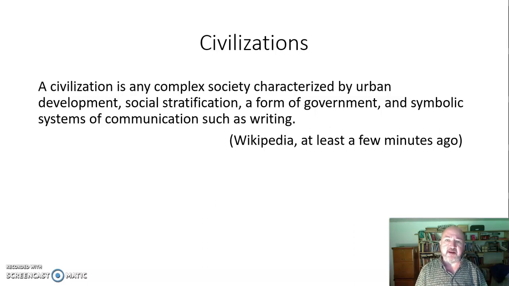So it's a complex society characterized by urban development. That means when people live in cities, or at least where the city is important to them, as an economic center, military center, judicial center, religious center, where the city is important to them. They may live outside the city on a farm, but the city is important to them. Social stratification. That means where there are recognized differences between people, okay, based on perhaps wealth or power, all kinds of things. A form of government, okay, so we have to have a government. And symbolic systems of communication such as writing.